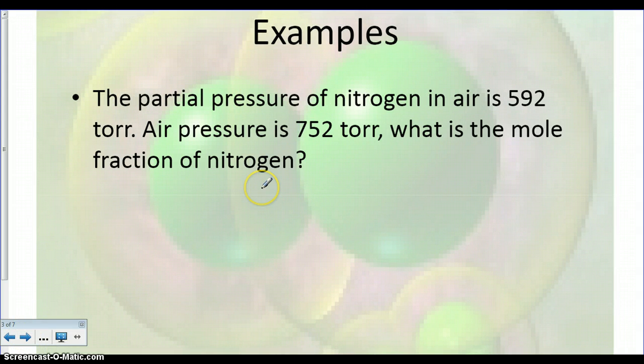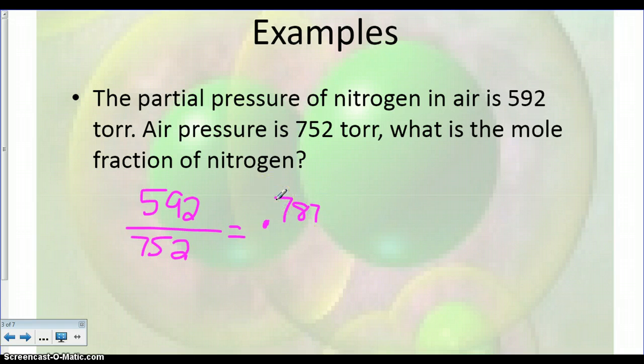All right, so here's an example. The partial pressure of nitrogen in air is 592 torr. The air pressure is 752 torr. What is the mole fraction of nitrogen? So we know that 592 is just nitrogen, and then we know the total air pressure is 752. So we divide and we get the mole fraction of nitrogen as 0.787.